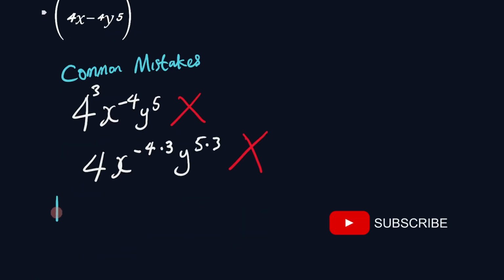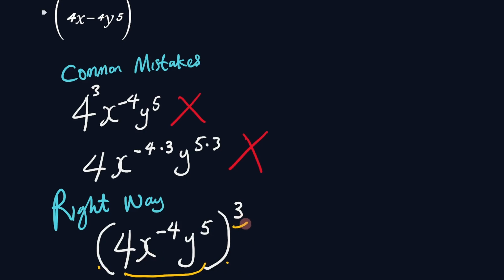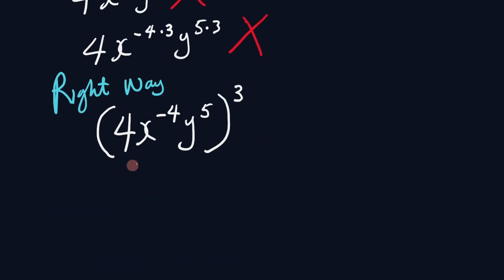Here is the right way to solve this. We are given a question: parenthesis, 4x to the power of negative 4 multiplied by y to the power of 5, all to the power of 3. One major thing that we need to note is that the whole of what is inside this parenthesis is affected by this exponent 3. So we need to find an equivalent simpler form of this.